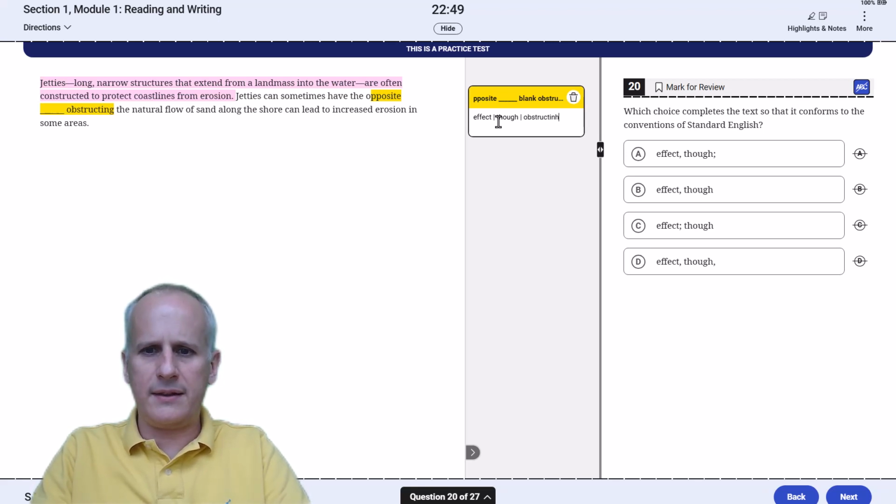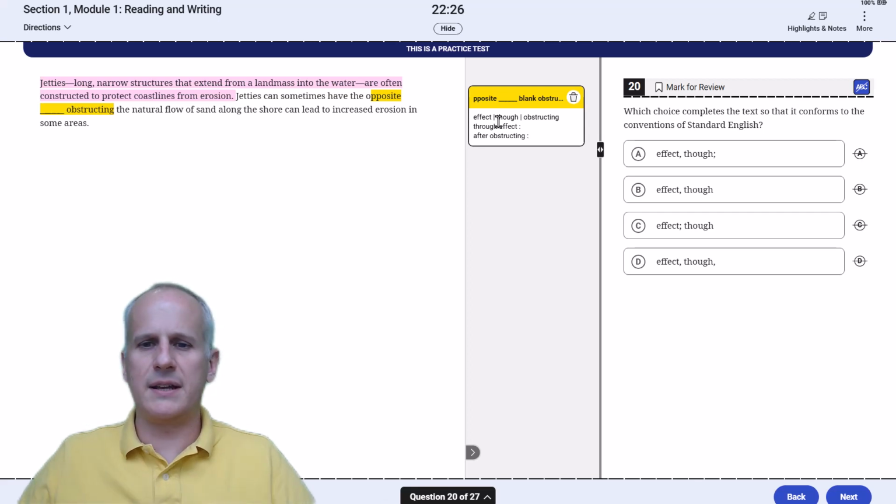And the way that the vertical line test is going to work, we're going to consider whether the information before effect, well, we'll say through effect, is going to be a complete or incomplete idea, and if everything after obstructing is a complete idea as well. Because that's going to dictate what type of punctuation you should use.